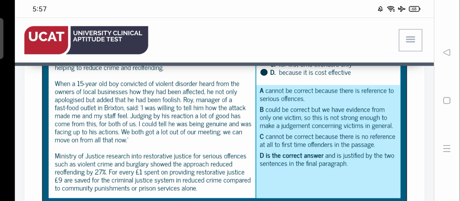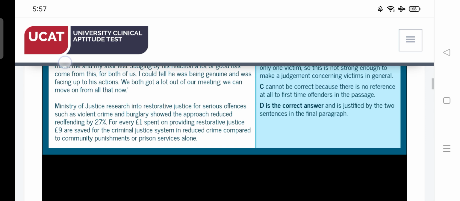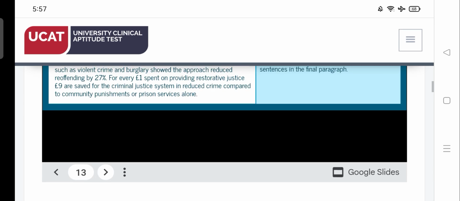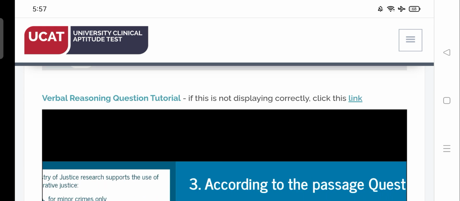D is the correct answer and is justified by the two sentences in the final paragraph. So in the final paragraph there is a statement given to complete the statement. So that's why option D is the correct answer.